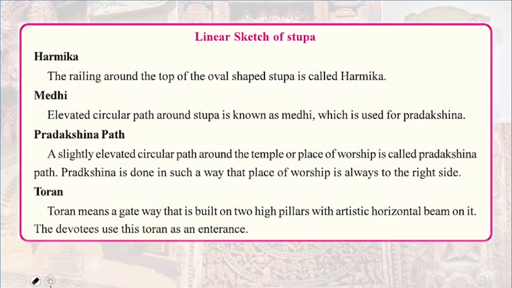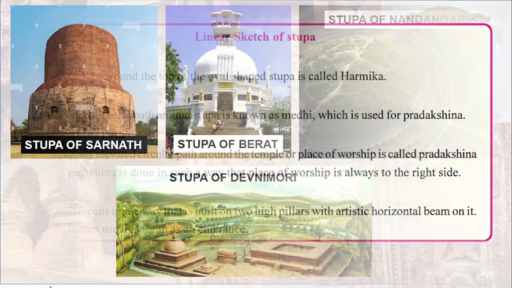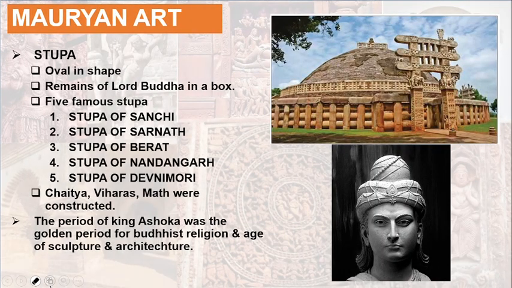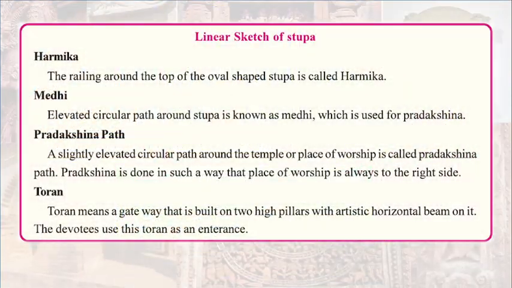So here are some linear sketches of a stupa. First is Harmika. What is Harmika? Harmika is the railing around the top of the oval-shaped stupa. You can see here in the stupa of Sanchi, there is a railing. This railing is called Harmika.